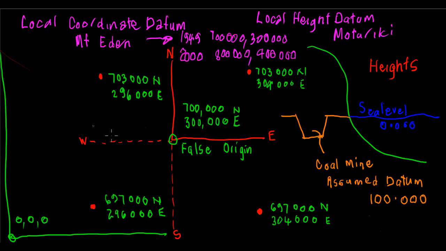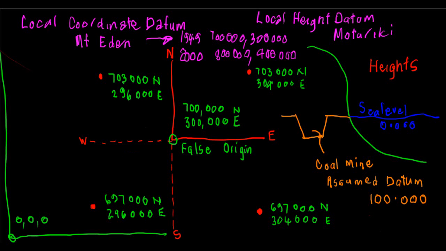Now one of the ways that we get around that problem is that we take our coordinate axes, X, Y and Z, as I've shown on the previous slide, and we give the origin what we call a false origin. Initially this was for the 1949 datum. The false origin of Mount Eden, which is the centre of the local origin in our area, was given the false origin value of 700,000 north and 300,000 east.